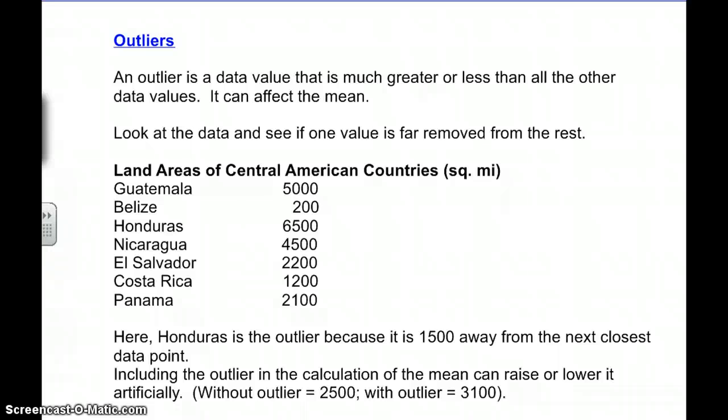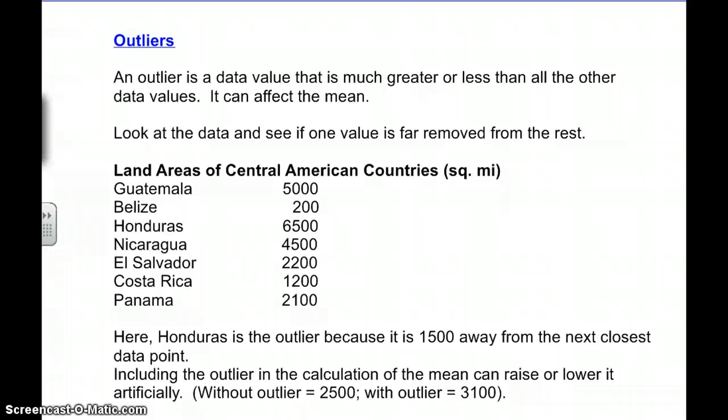We took the land areas of Central American countries, and this is all in square miles. We've got Guatemala at 5,000 square miles, Belize at 200 square miles, Honduras at 6,500 square miles, Nicaragua with 4,500 miles, El Salvador at 2,200, Costa Rica at 1,200, and Panama at 2,100.